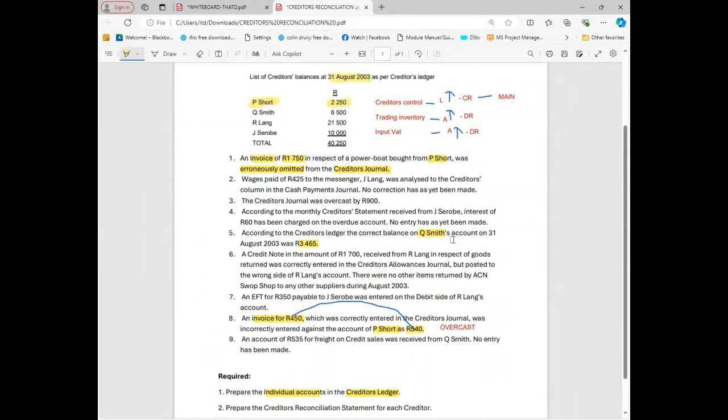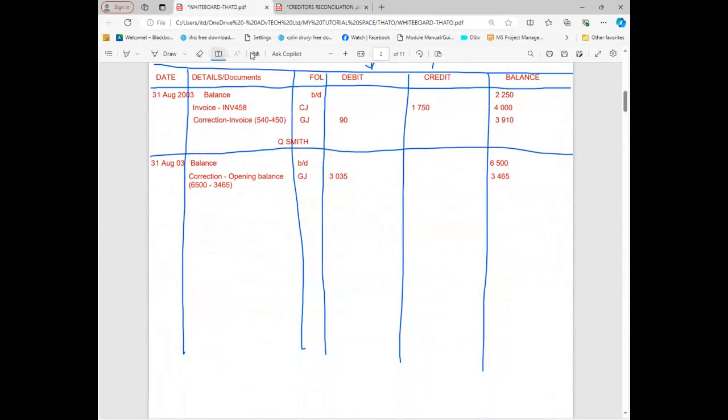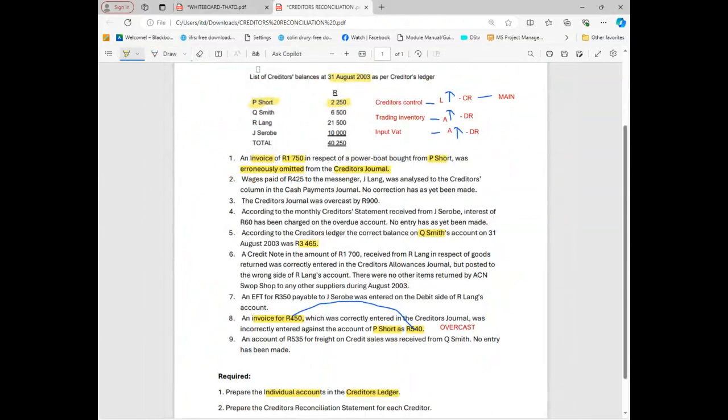Let's check the list. For Smith, sir, there's one, I think it was at the bottom, number 9. There's something else for Smith. Yes, number 9. Thank you, my brother. They say an account of 535 for freight was received from Q Smith. Meaning, if we receive an account from Smith, it means we were buying from Smith. So it's an account we owe them. So we did not record them. Okay. Thank you.